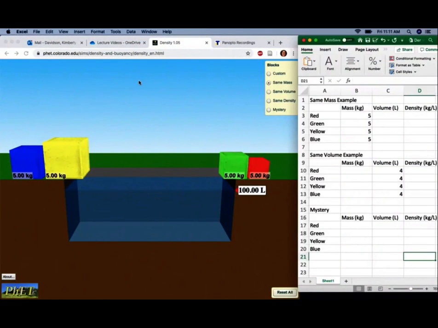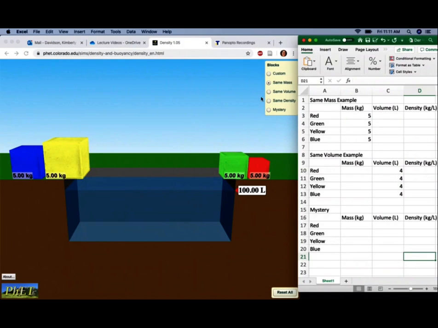Okay, so this simulation for density is located on the University of Colorado website, and they have what are called PhET simulations, P-H-E-T. I'll post this particular simulation link on the Canvas website. It does require Flash in order to work, so if you have a newer computer, it might not work very well, but that's why I'm recording this video. This simulation helps with visualizing density.